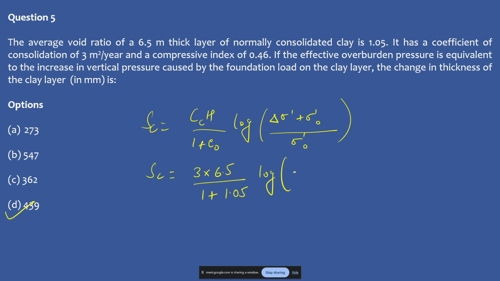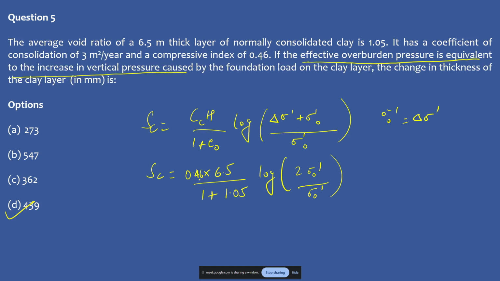So this is the slope, so it's basically 2 times sigma naught dash, since your sigma naught dash is equal to delta sigma dash, which is given in the question, since the effective overburden pressure is equivalent to the increase in the vertical pressure. Sir, what is the 3, sir? It has a coefficient of consolidation. Sorry, this is the compressive index, so that is 0.46.